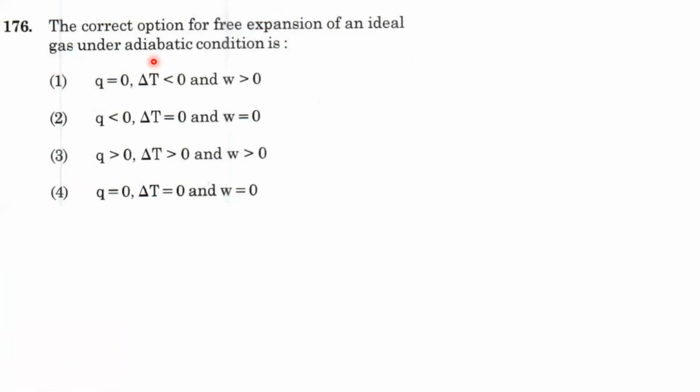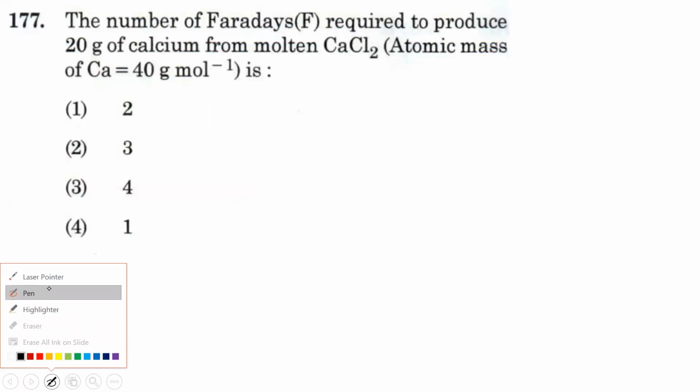Now, here adiabatic condition. Adiabatic condition means Q is equal to 0. So first option and fourth option. Okay. Free expansion means no work. No work means work done is equal to 0. Therefore, we can say the fourth option is correct. No work done, therefore delta T is equal to 0. No change in temperature. Okay. Next question we will take.